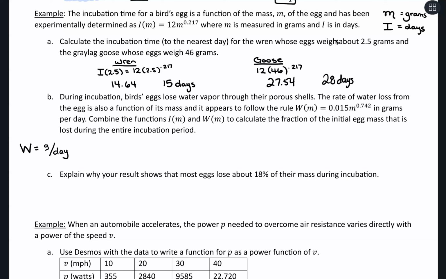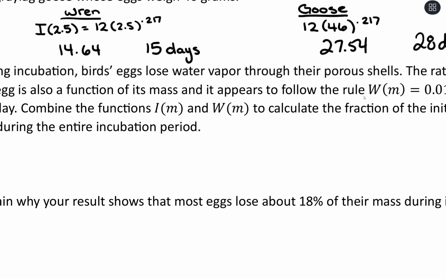Combine the functions I of m and W of m to calculate the fraction of the initial egg mass that is lost during the entire incubation period. So what we want to end up with is a fraction of how much is lost in grams out of the initial mass in grams. We want to see what that fraction is.